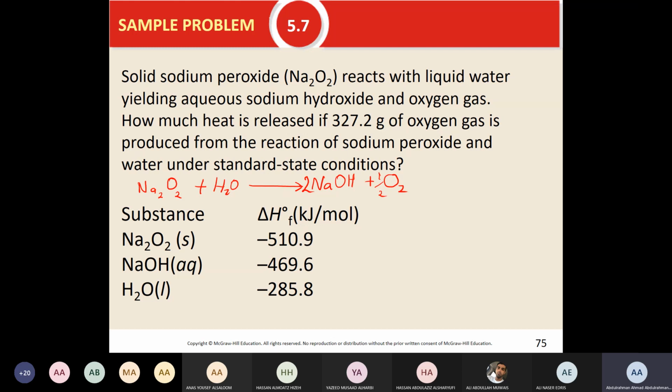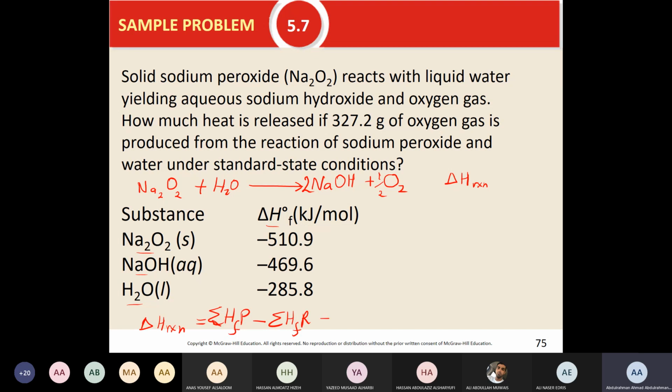So I want to know what's the heat of this reaction. Can we make delta H reaction given the following information? This is the heat of formation of all these compounds. Okay, what's the heat of reaction? Sigma heat of products minus sigma of reactants. Don't forget this: summation enthalpy of formation of products minus summation enthalpy of formation of reactants.